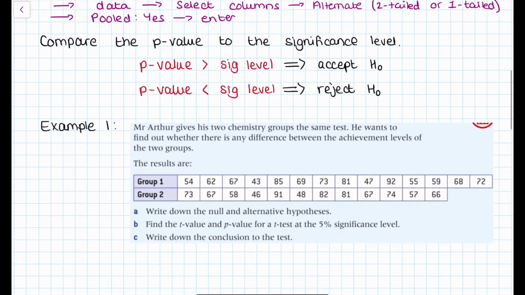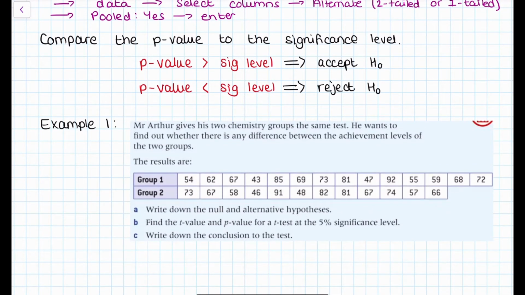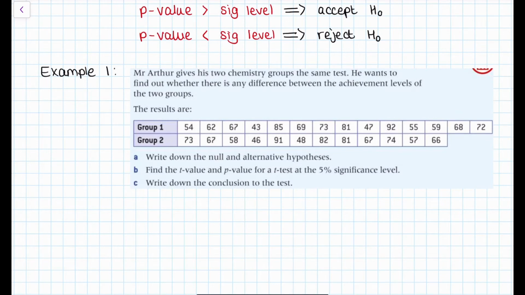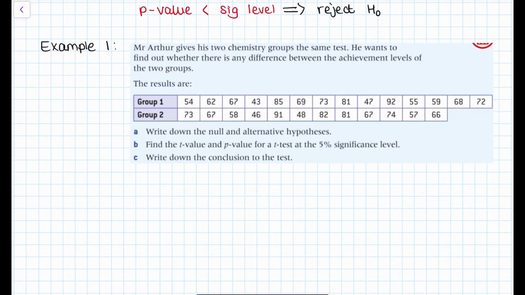First example, Mr. Arthur gives his two chemistry groups the same test. He wants to find out whether there is any difference between the achievement levels of the two groups. The results are here. Write down the null and alternative hypothesis. So first of all, the null hypothesis, and that is that the two means are equal. And you can use x̄, you can use this symbol of the mean, you choose. So the mean of group 1 is equal to the mean of group 2.